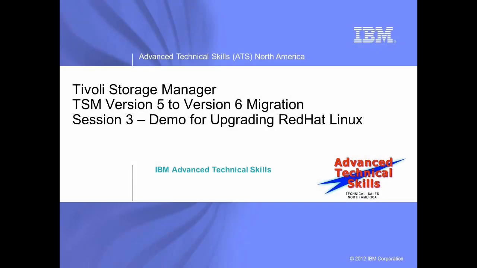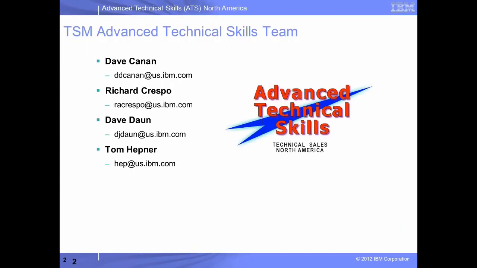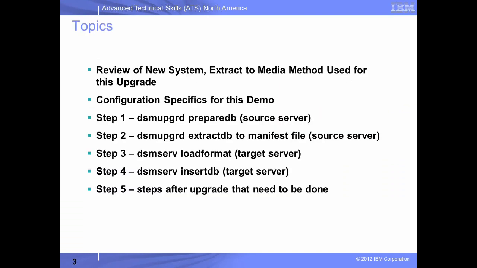All right, so this is going to be, I guess, part 2 of this session. And I'm going to be demoing an upgrade of a Red Hat Linux version 5 to version 6. And these are the topics. Now, what I'm going to do here is cover very briefly the method that I'm using to do this upgrade. I'm going to go through some of the configuration specifics so that you can understand the system that I've got here, how it was set up, and some of the specifics as far as RAM and number of cores and so forth.